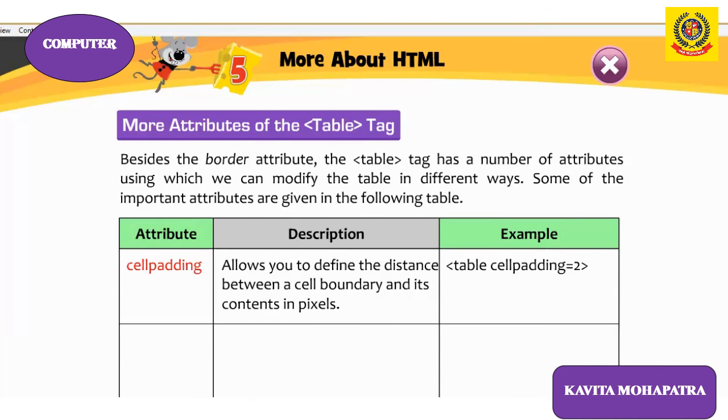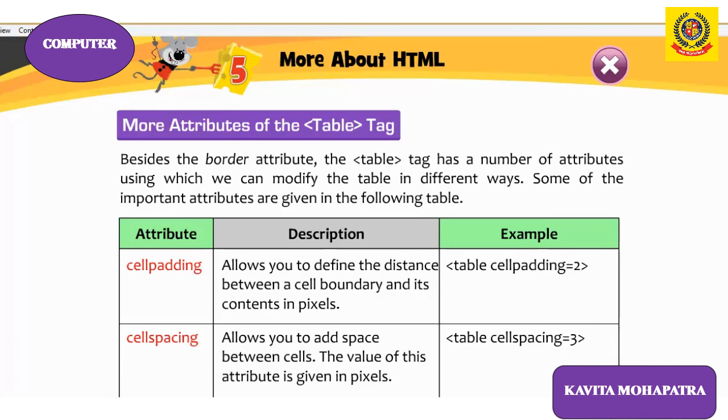Cell padding allows you to define the distance between a cell boundary and its contents, in pixels. So the distance between the cell boundary and its content in pixels: table cellpadding equal to 2. Cell spacing allows you to add space between cells.